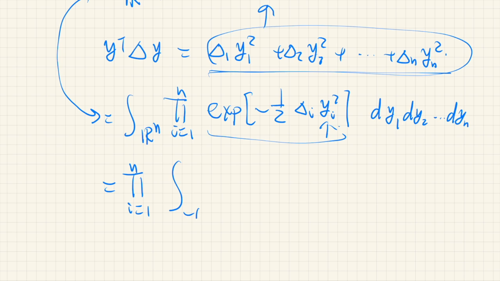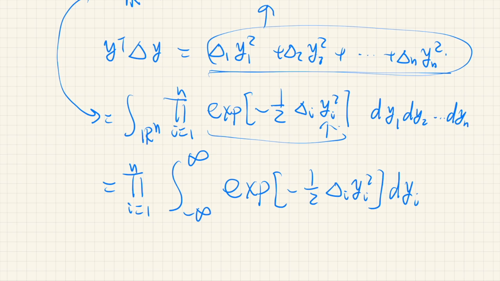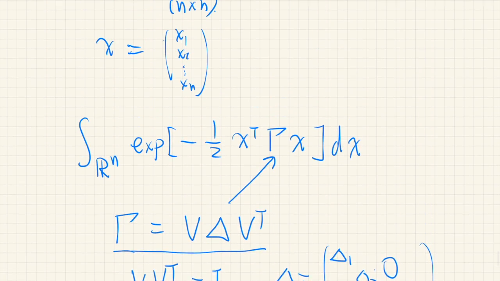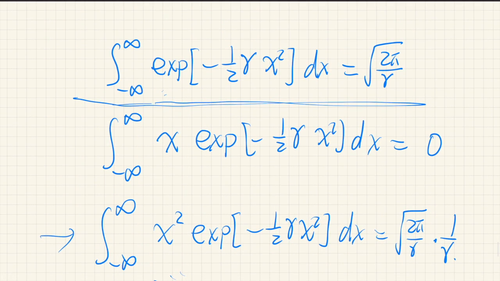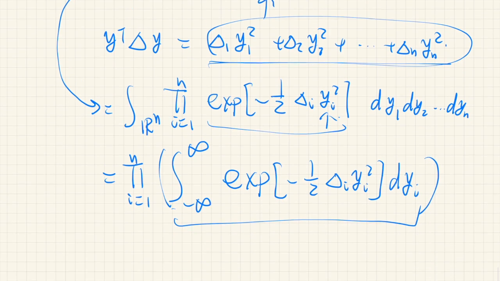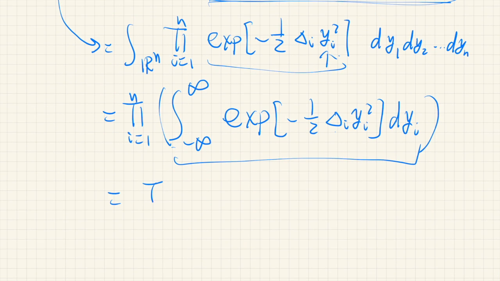That is this integral from negative infinity to positive infinity of exponential of negative 1 over 2 delta i yi squared dyi. And now this is just a univariate Gaussian integral, which we already know the answer to. So it's the square root of 2 pi over this constant. In this case, it's not gamma, but delta i. So it's the product of this and the square root of 2 pi over delta i. Let's summarize this.